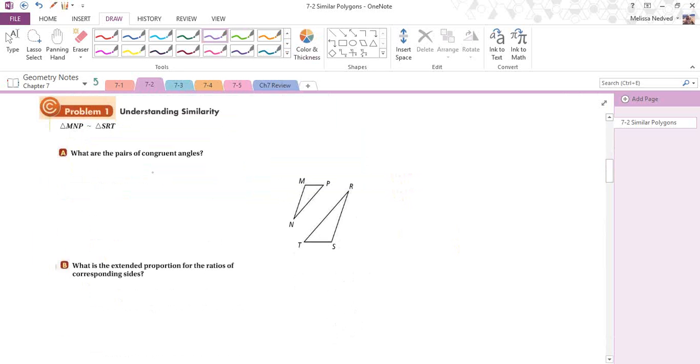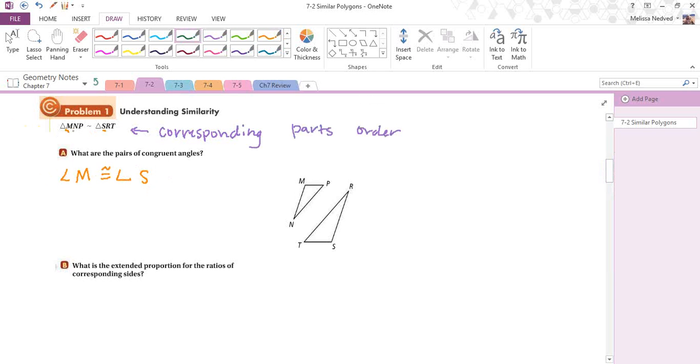And I want to know what the pairs of congruent angles are. Without looking at my picture, I can just know that since my similarity statement is written in corresponding parts order, I can find my congruent angles. So the first angle listed of my first triangle, M, is going to be congruent to the first angle listed in my second triangle. So I know angle M is congruent to angle S. That's what corresponding parts order tells me.